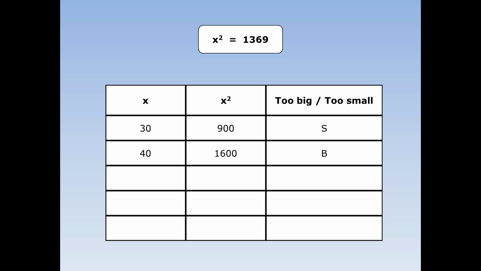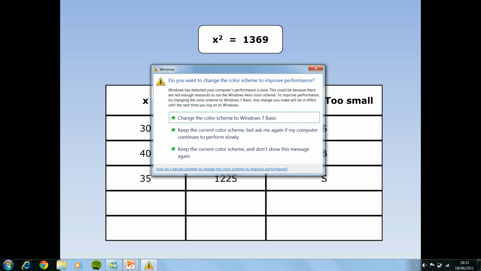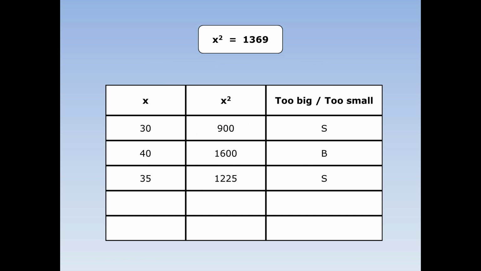So that's too big. So for my next guess, if 30 is too small and 40 is too big, I'm going to go for a guess somewhere in between those two. So let's go for 35. 35 squared is 1225. That's still too small. So it's got to be somewhere between 35 and 40.